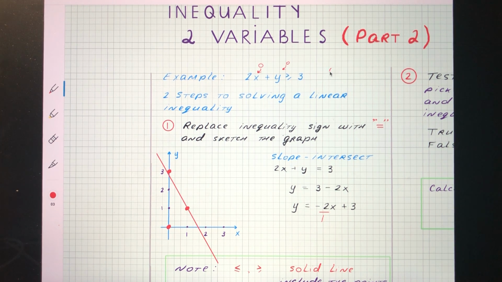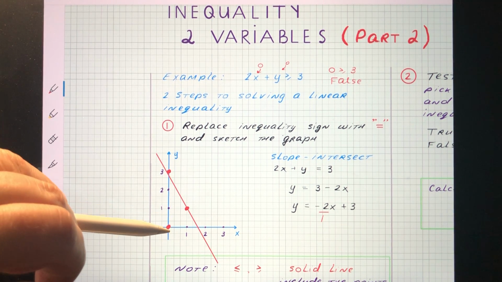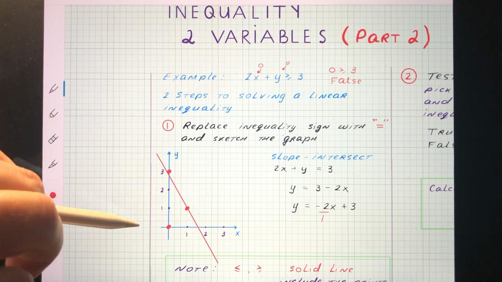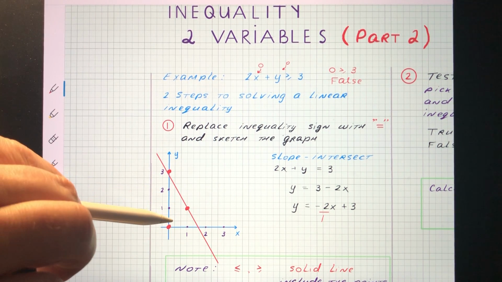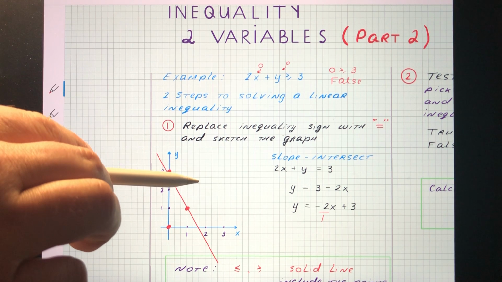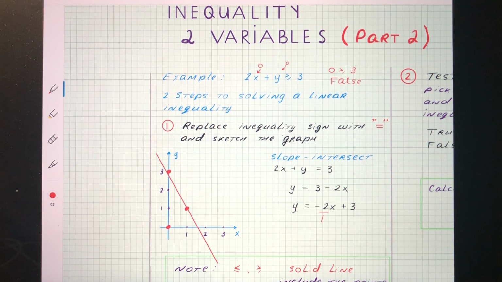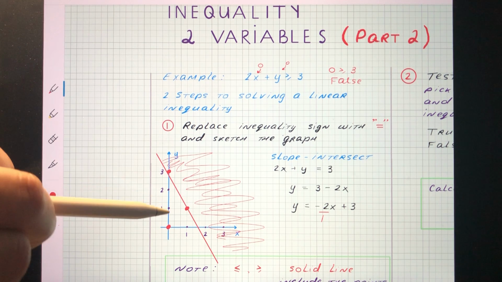Well, this means 0 greater or equal to 3. 0 is not bigger than 3, so this is a false statement, which means all the points on the same side as our test point are all false, false, false, false, which means the points on the other side are actually true. So we shade the other side of our test point. And this diagram with this shading is the actual final answer to our inequality.